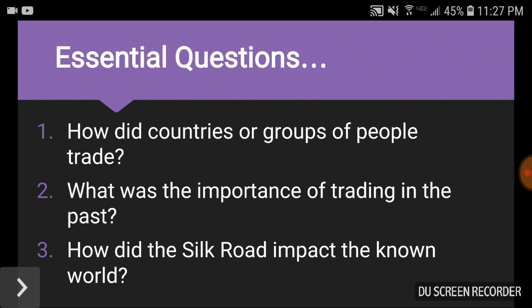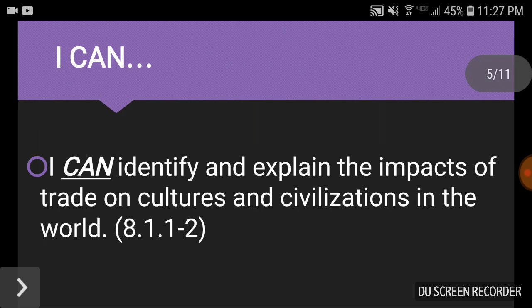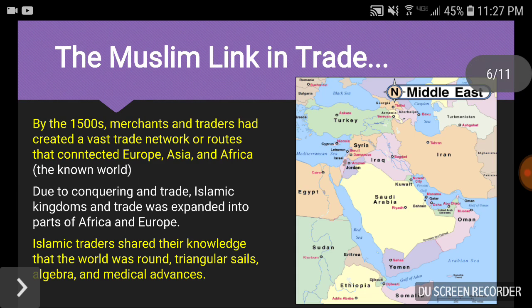All right, so the three things that we're trying to answer today are: how did countries or groups of people trade? What's the importance of trading in the past? And how did the Silk Road impact something known as the known world? We'll get to what the known world is in just a moment. By the end of your notes today, you should be able to identify and explain the impacts of trade on cultures and civilizations in the world, or in the known world specifically.